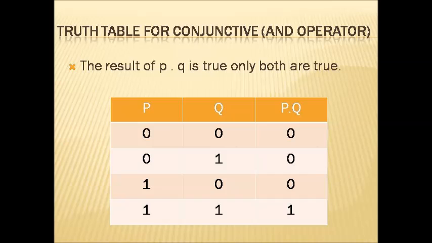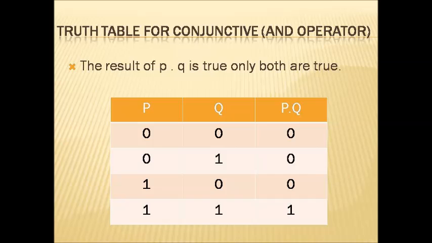When P is 0, Q is 0, P dot Q, or P and Q, will also be 0. P0, Q1, it will be 0. P1, Q0, it will also be 0. When both P and Q are 1, then P dot Q will be 1. Right? So in the case of this conjunction, we can summarize that it will return true only when all the input values, or all the propositional values, are 1. So it will return true only when all the propositional values are true. Okay.